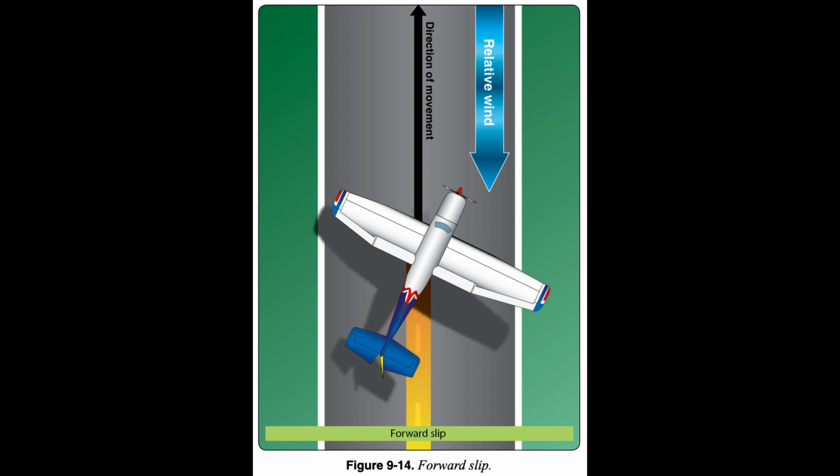Figure 9.14. In a forward slip, the amount of slip, and therefore the sink rate, is determined by the bank angle. The steeper the bank, the steeper the descent. In order to use the maneuver to lose altitude, power is normally reduced to idle. The pilot controls airspeed using elevator control.